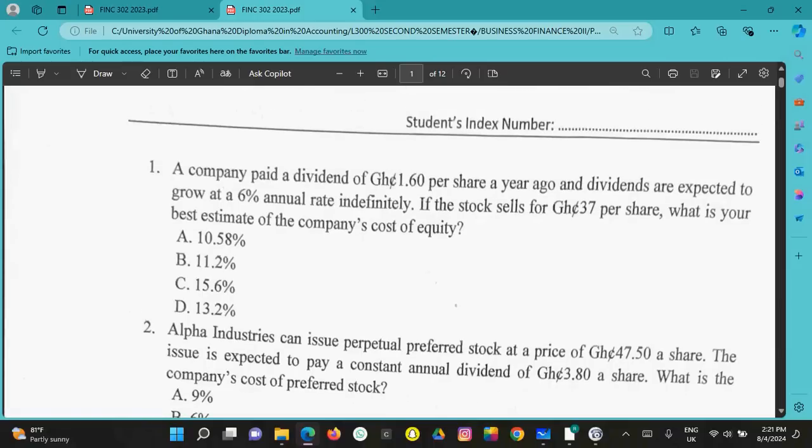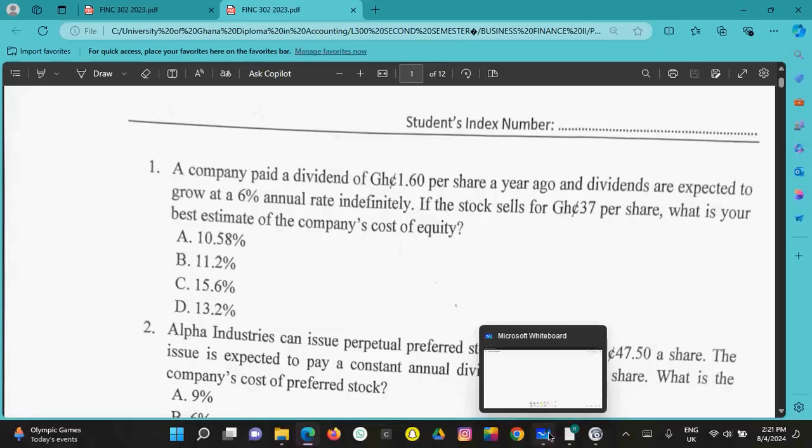All right. So now let's start with question 1. A company paid a dividend of 1.6 cedis per share a year ago, and dividends are expected to grow at a 6% annual rate indefinitely. If the stock sells for 37 cedis per share, what is your best estimate for the cost of equity? So for the cost of equity in absence of beta, we use the dividend growth model to solve for that.